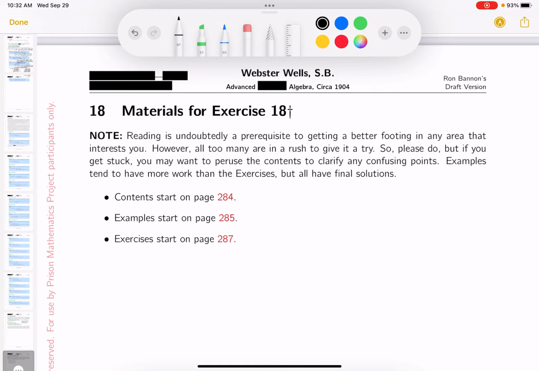Okay, we're in section 18, and we're certainly moving along. The whole section is designed to get you familiar with the problems that are going to be introduced in exercise 18. And the bottom line, there's contents like every other section of the notes. There's examples, which I go through in these videos, and there's exercises that you need to get busy doing.